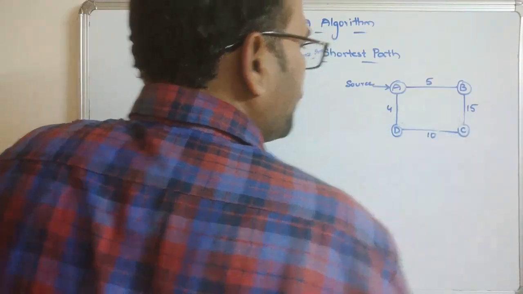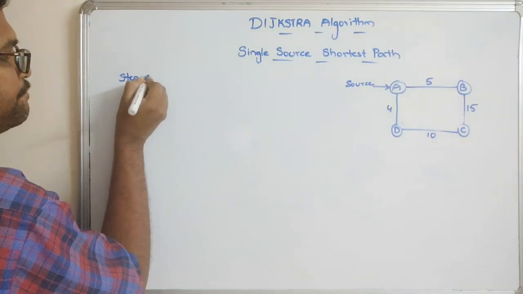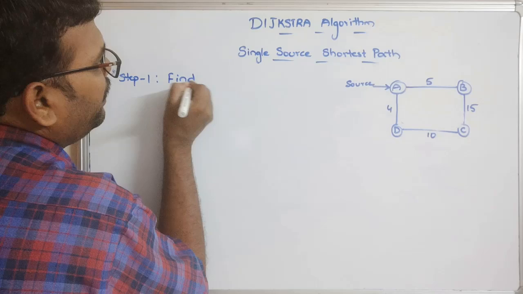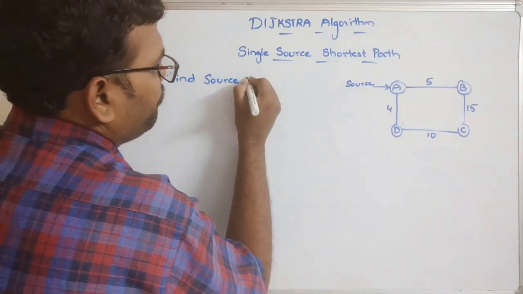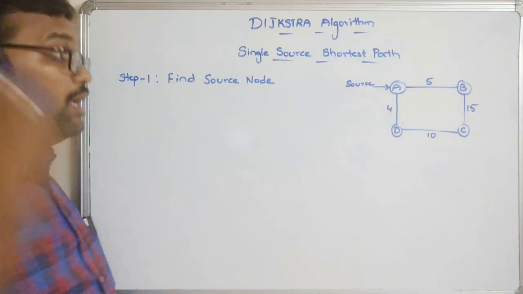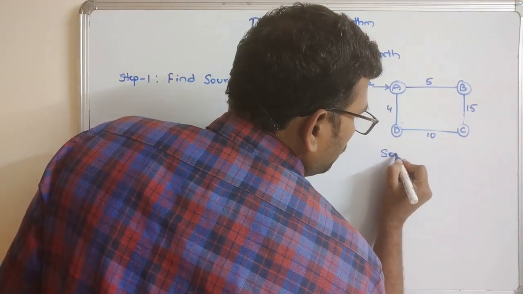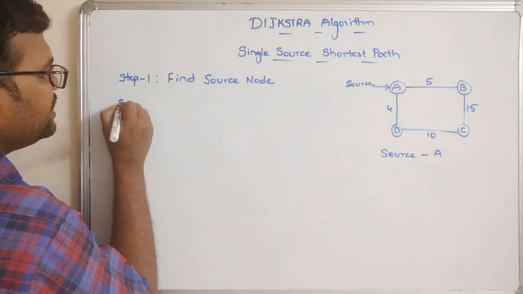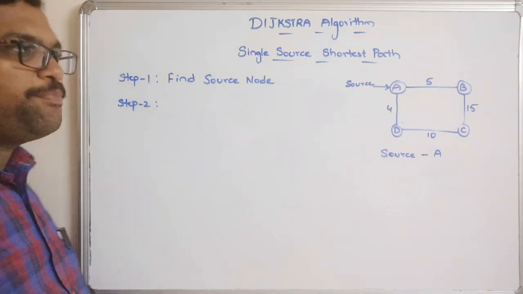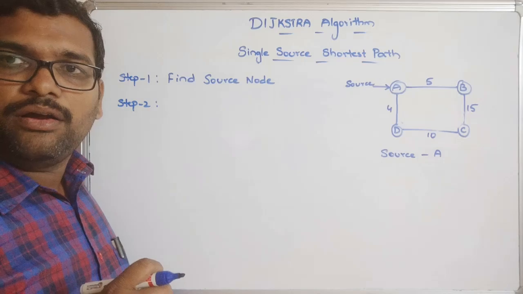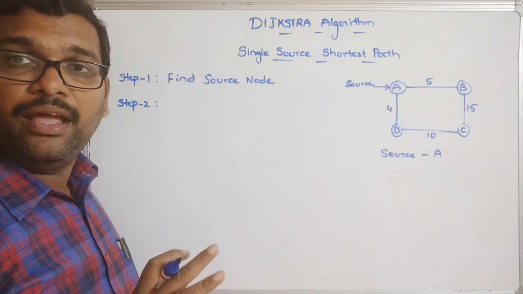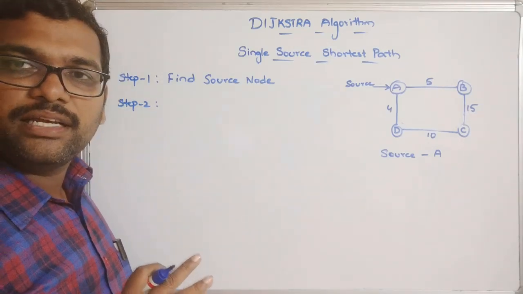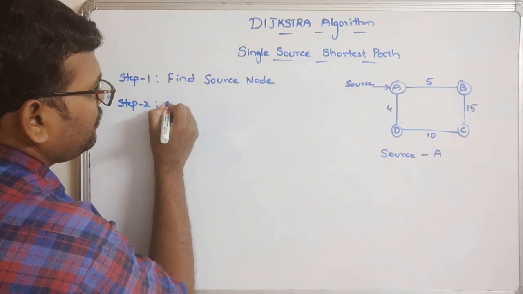What happens first? Okay, so step one, find the source node. So in this example, let us assume source is A. And step 2. Initialize the weight or the cost of A, that means the source, as 0 and all other nodes cost as infinite.